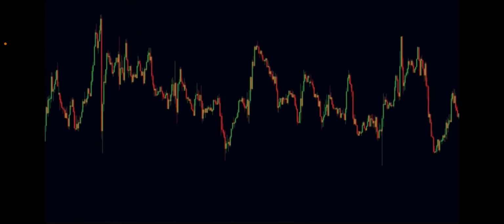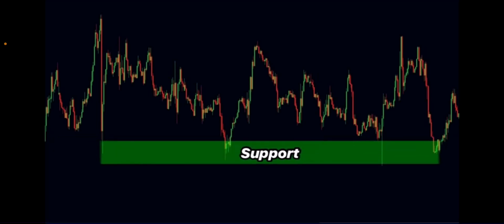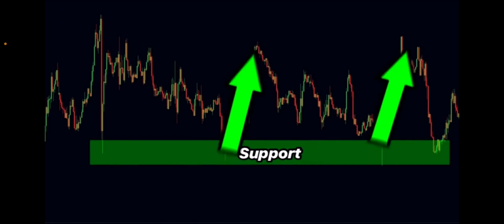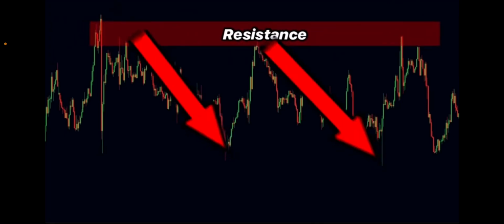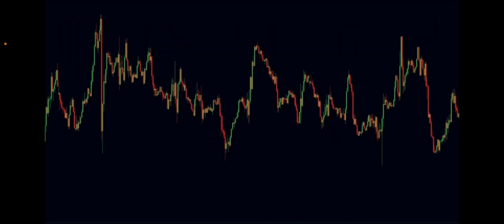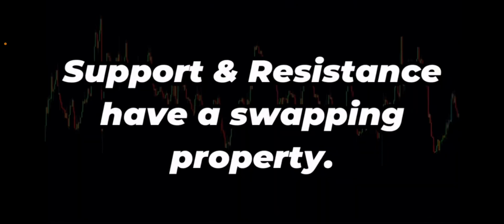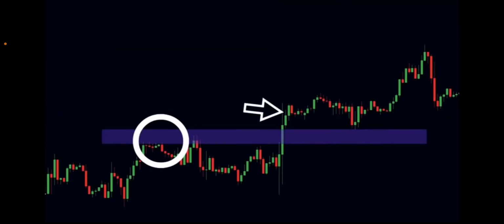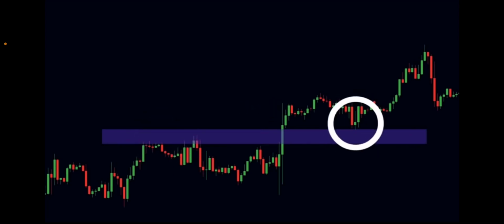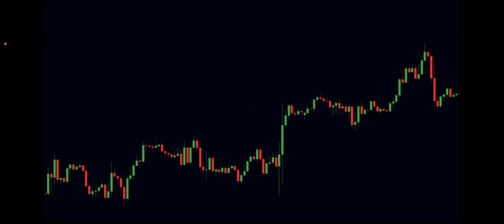Support and resistance are pretty simple elements of technical analysis. A support level is a price level where we expect the buyers to come in and take the prices higher. On the other hand, a resistance is a price level where we expect the sellers to come in and take the prices lower. An important point to note here is that the support and resistance have a swapping property. So, if the price breaks above a resistance level, then that level will turn into support. Now let's use the conventional support and resistance levels to add confirmation to our trading.